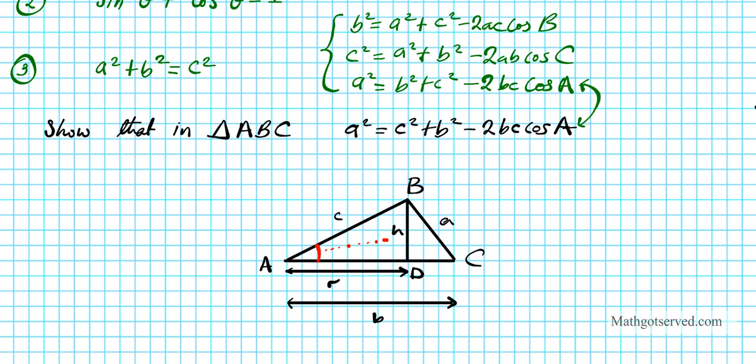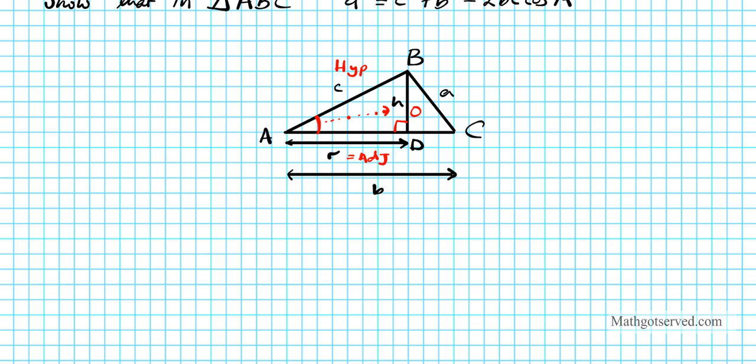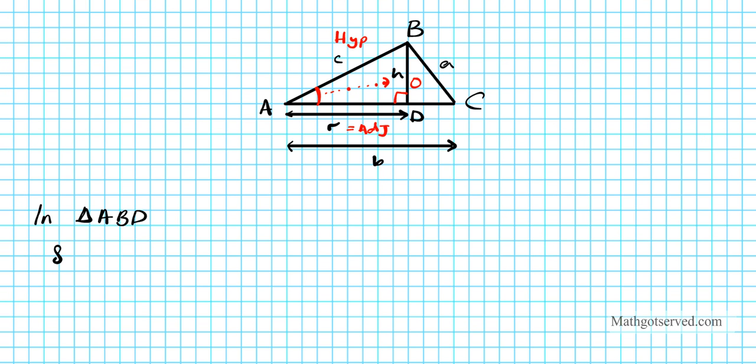This side right here will be our opposite. h is going to be our O. And then this side will be the hypotenuse. Why do we know that's a hypotenuse? Because this is a right angle right here. And this side right here, segment r, will be our adjacent. Okay? Alright, so let's go ahead and write down an equation using right triangle trig. Okay, so in triangle ABD, we have sine A. What is sine in SOHCAHTOA? In SOHCAHTOA, sine is opposite over hypotenuse, right?